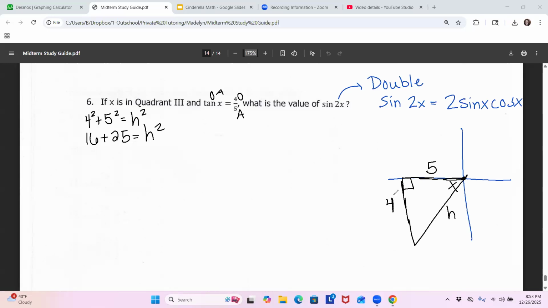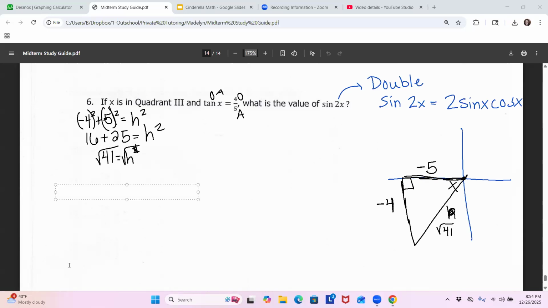Oh, this is actually negative and negative. So negative 4 squared is still 16, negative 5 squared is still 25, and so this is still 41 equals h squared. Why is it negative? Because quadrant 3, we went left and down. Take the root, take the root. So the hypotenuse is root 41.